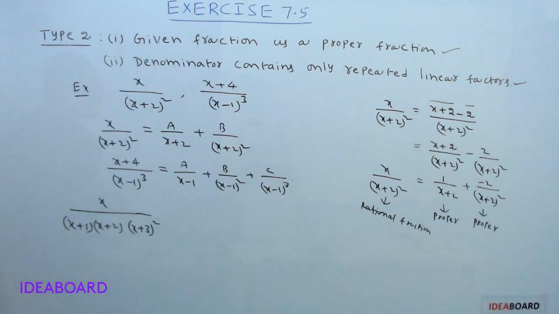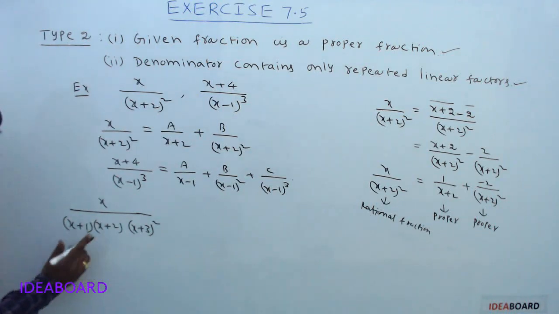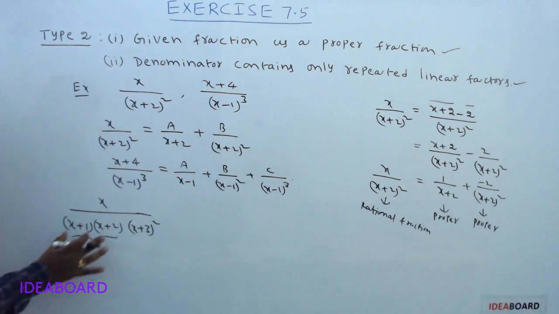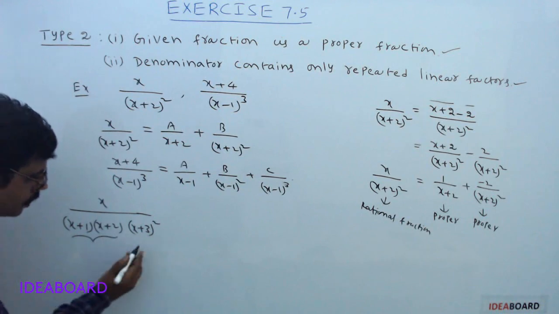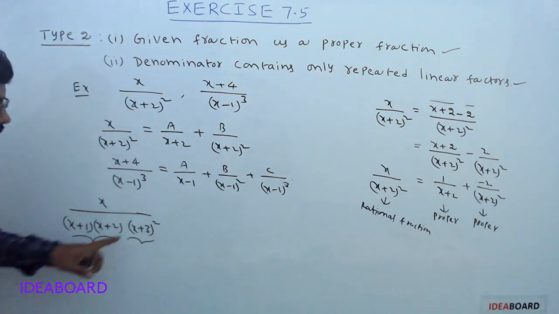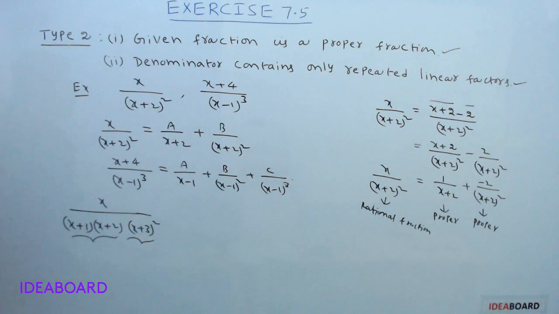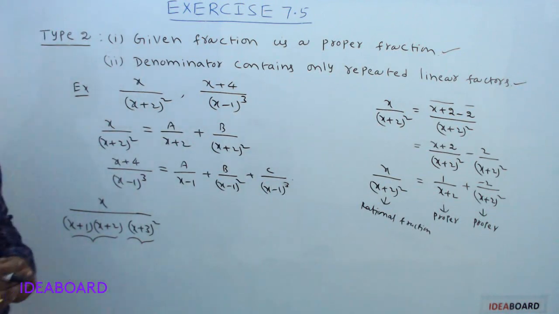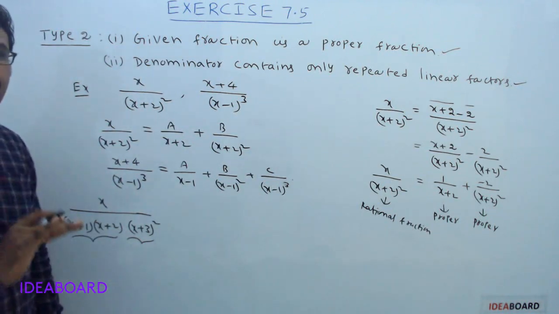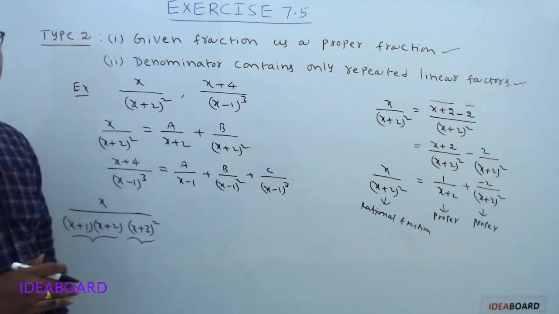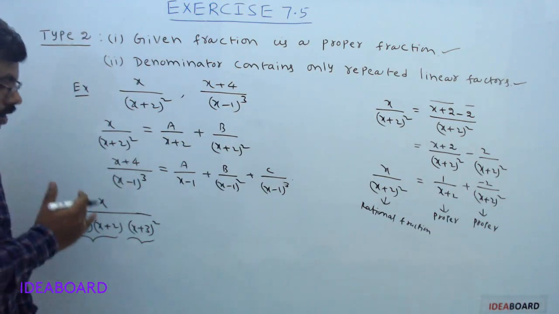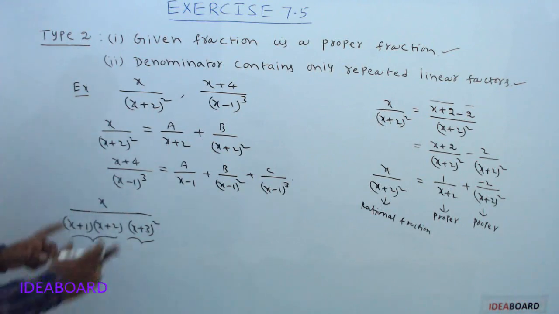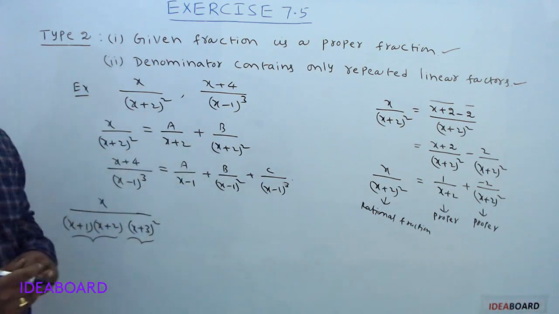Then observe the denominator factors. Here (x + 1)(x + 2) are the non-repeated linear factors. But (x + 3)² is the repeated linear factor. So this problem belongs to type 1 and type 2 partial fractions. It is the combination of type 1 and type 2 partial fractions. So in this case, how to resolve this fraction into partial fractions?